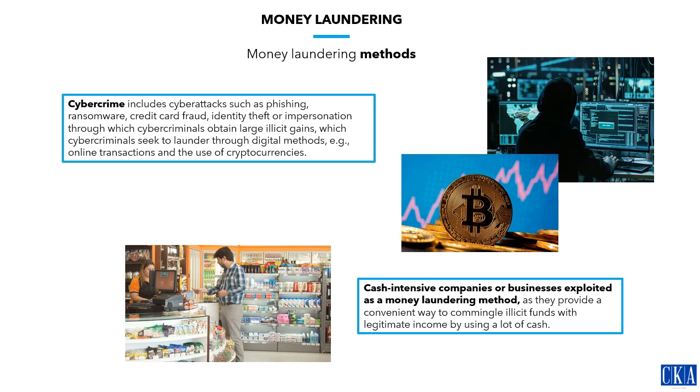And number 7, cybercrimes. Cybercrime is another source of money laundering. This includes cyber attacks such as phishing, ransomware, credit card fraud, and identity theft, which allow cyber criminals to obtain large illicit profits. These profits are then laundered through digital means such as online transactions and the use of cryptocurrencies.